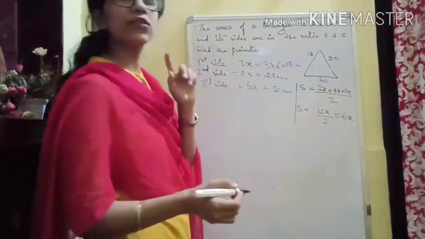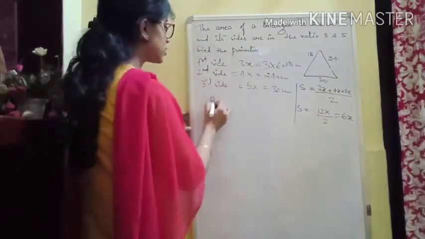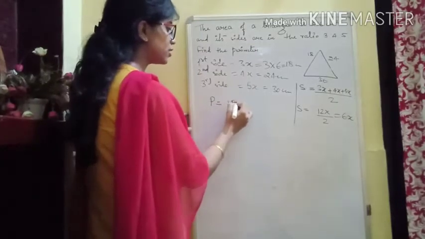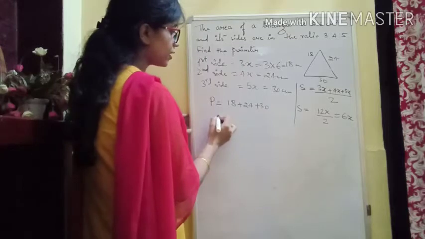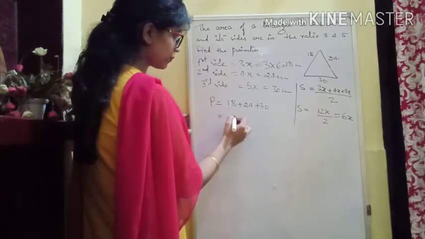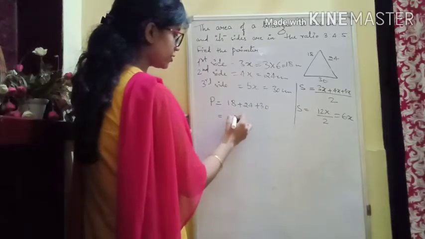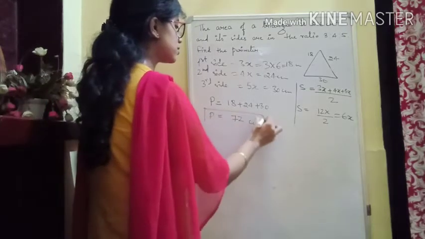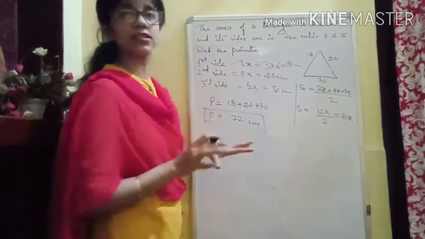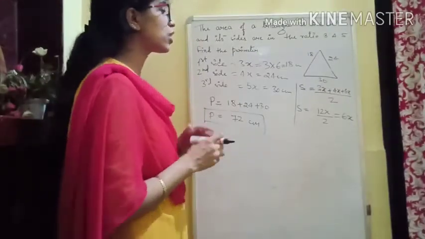They are asking you to calculate the perimeter. So the perimeter is the sum of all sides, which is 18, 24 and 30. And I hope that this will give you 72 centimeter.